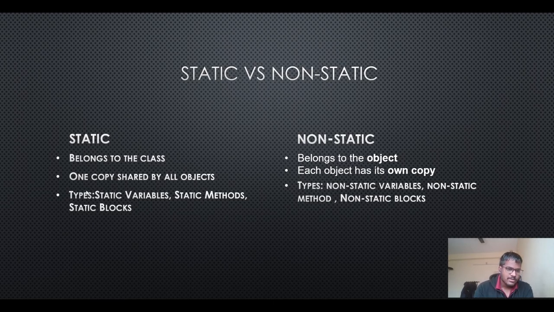Then the next one is the static block. For a static block, only the static keyword is there, then open and close braces, and inside that some logic, code or statements are there. That will be called a static block. It will be executed only once while running our program. It is used for initializing static variables, or we can put some message or some logic if there is some requirement.